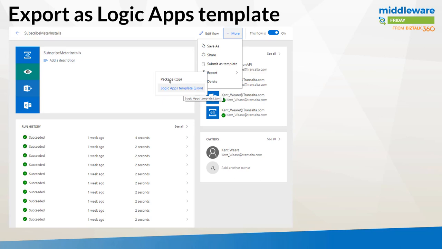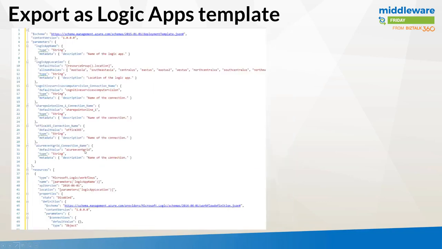Now in this case, what we do want to do is export as a Logic Apps template, which is essentially a JSON file. So we'll go ahead and click on that. And then you have the ability to download this file. And what this really looks like is a Logic Apps definition based upon this deployment template. So this will look pretty familiar if you have done Logic Apps work in the past. Here are references to our various connections and other resources as defined within the file itself.